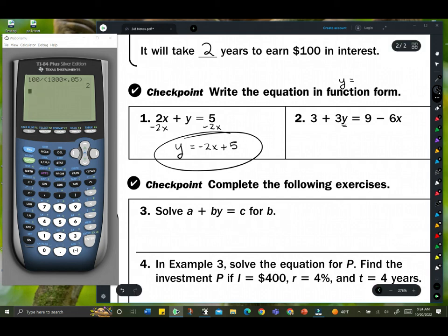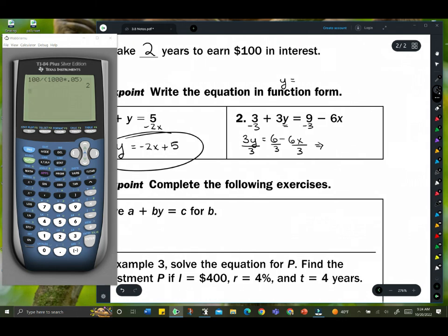For number 2, we need to get y by itself. So subtract the 3 from its buddy, the like term. So 3y is equal to 6 minus 6x. Then we have to divide everything by that 3. So we have 2 steps with that one. Y is equal to 2 minus 2x. And there's our answer for that one.